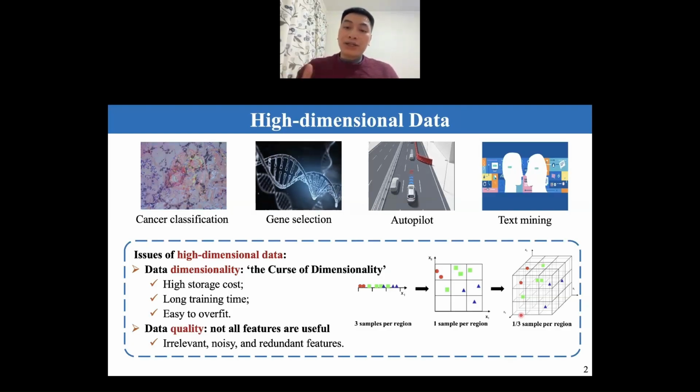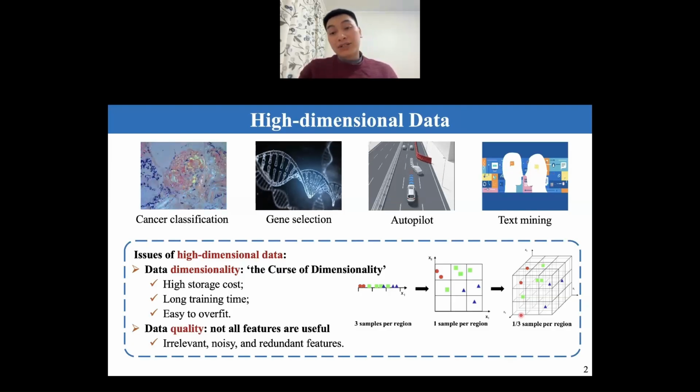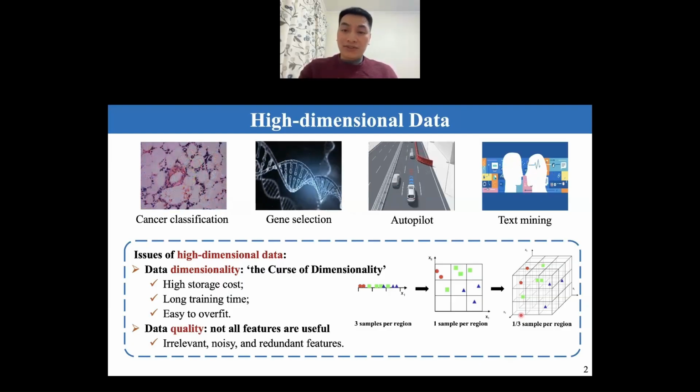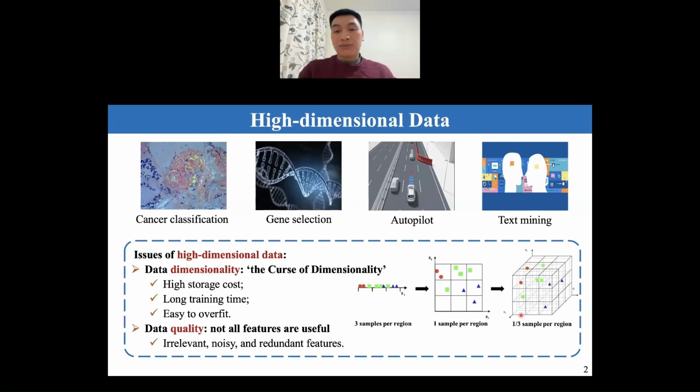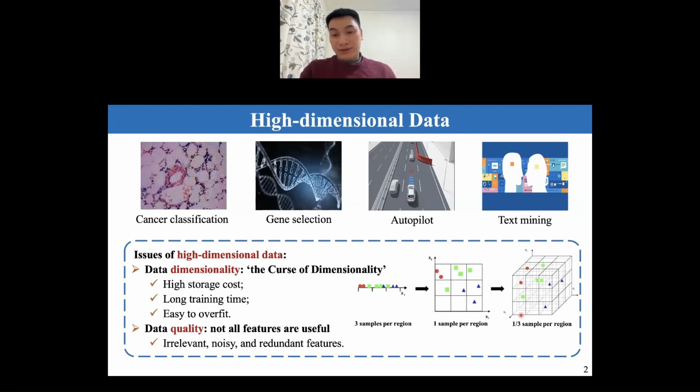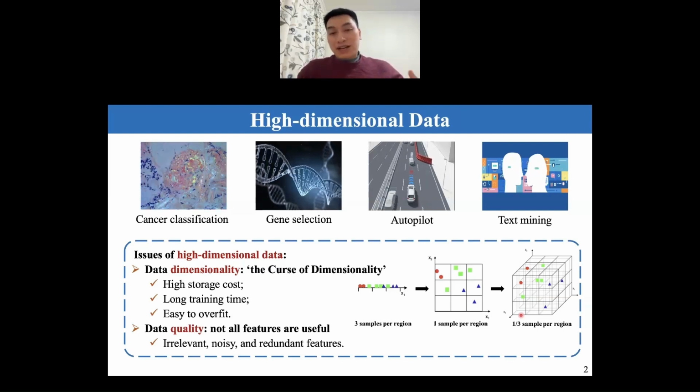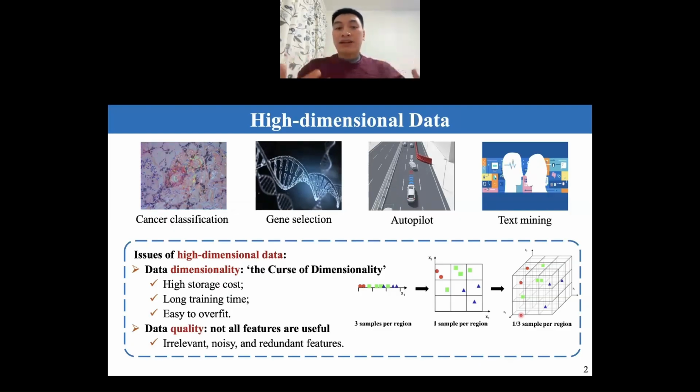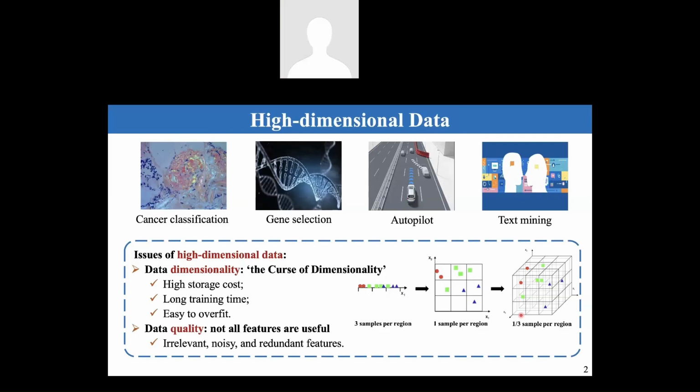So if we increase the number of features, the number of samples we have in each region is exponentially decreased. In other words, if we increase the number of features, the amount of data we need to effectively train our machine learning model exponentially increases, right? So normally for that, we may not have enough data for a data set with thousands or even millions of features, right?